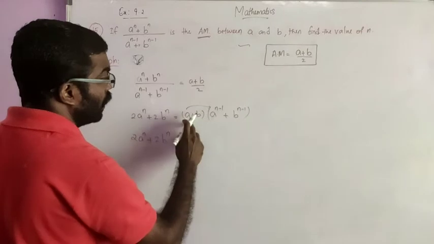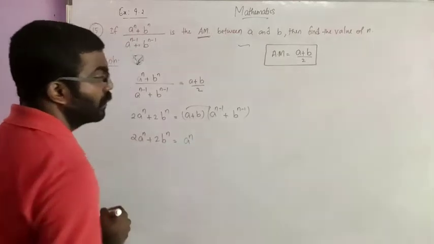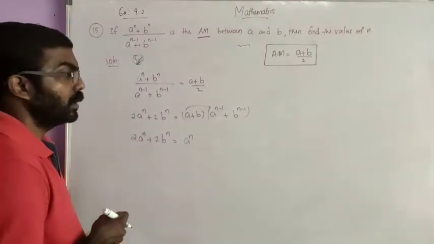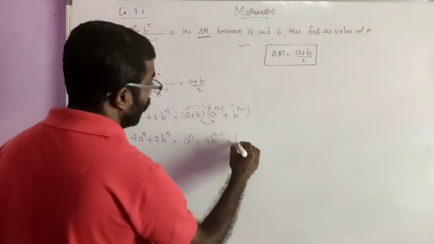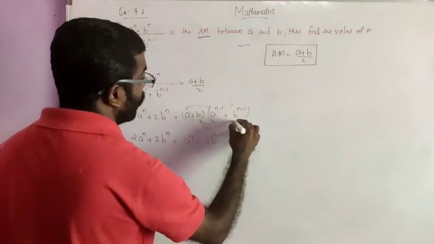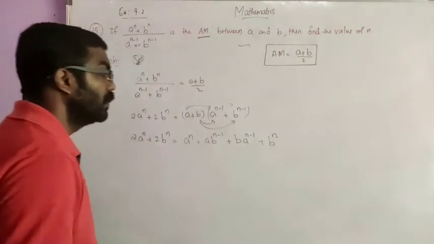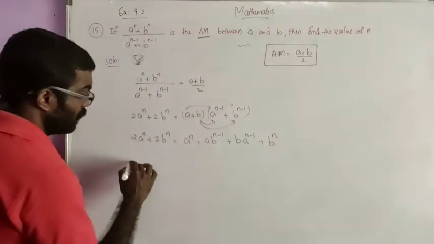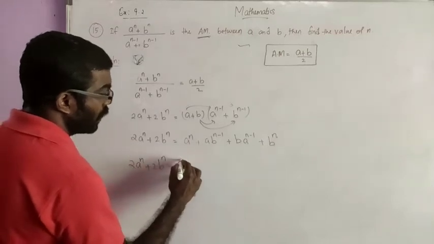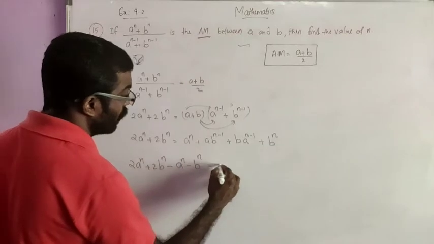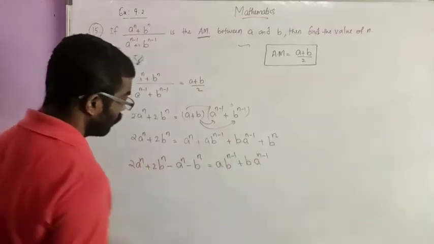Here we can multiply a into a raised to n minus 1 which gives a raised to n. Okay. a raised to m into a raised to n is a raised to m plus n. a into b raised to n minus 1. Then plus b into a raised to n minus 1. Then b into b raised to n minus 1 is what? b raised to n. Now we can rearrange the terms first. 2a raised to n plus 2b raised to n minus a raised to n minus b raised to n is equal to a b raised to n minus 1 plus b a raised to n minus 1.